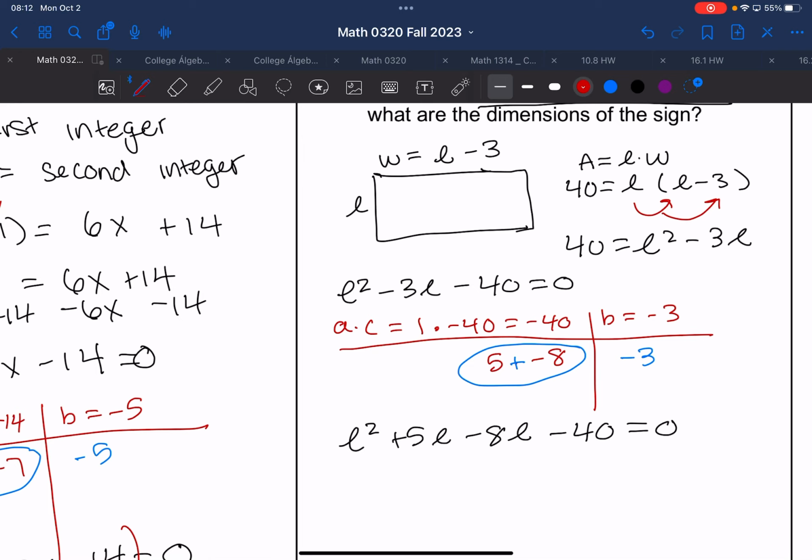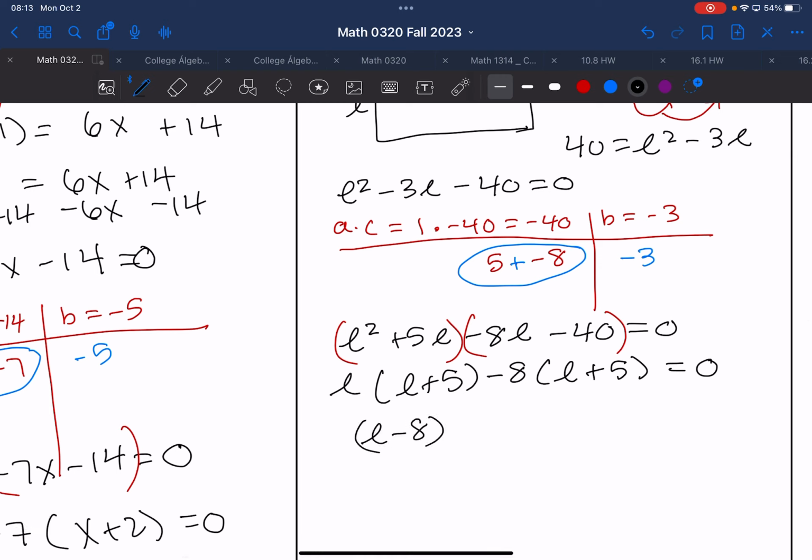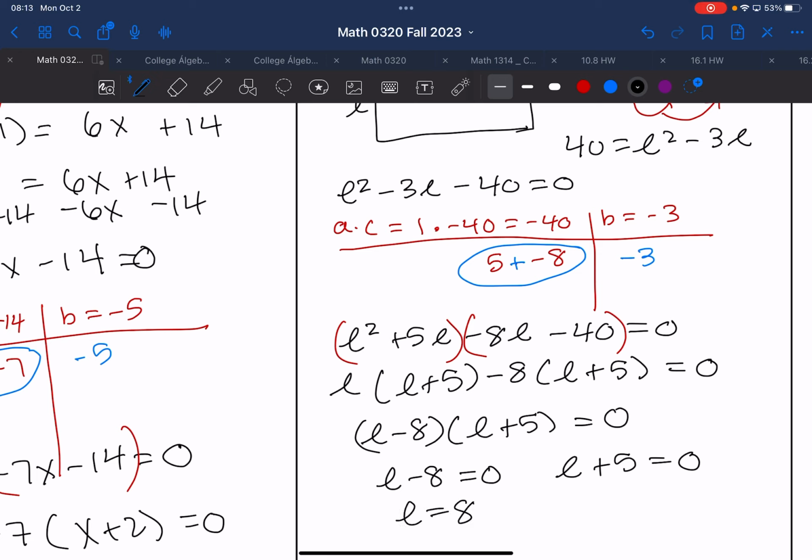4 terms tells me I'm going to do factor by grouping. So what would be the GCF I can take out of the first parenthesis? Just an L, good. So L, and I'm left with L plus 5. What about the second parenthesis? Negative 8, because I want that to match my other parentheses. So if I take out a negative 8, I'm left with L plus 5. So I have L minus 8 and L plus 5 equals 0. Okay. So that tells us I'm going to do what to each parenthesis? Equal each one to 0. So I have length minus 8 equals 0, length plus 5 equals 0. And I'm going to solve for L in each one. So in the first one, I get L is equal to 8. And in the second one, I get L is equal to negative 5.